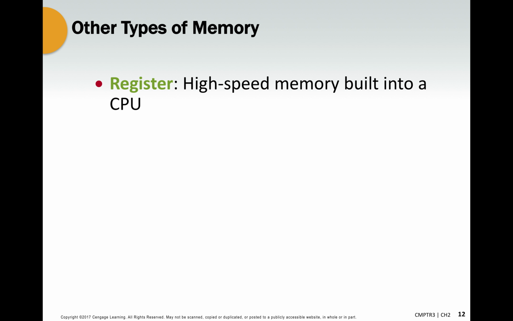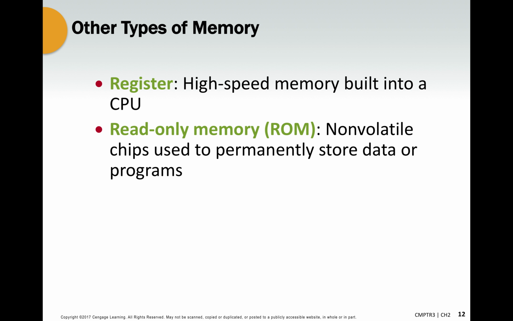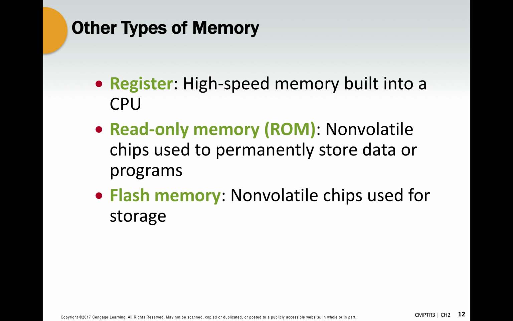So the other types of memories are a register, which is a high-speed memory built into a CPU. Then there's read-only memory, ROM. These are non-volatile chips used to permanently store data or programs. So remember that our RAM is kind of like temporary, okay? So this is permanent data that will always be on the computer.